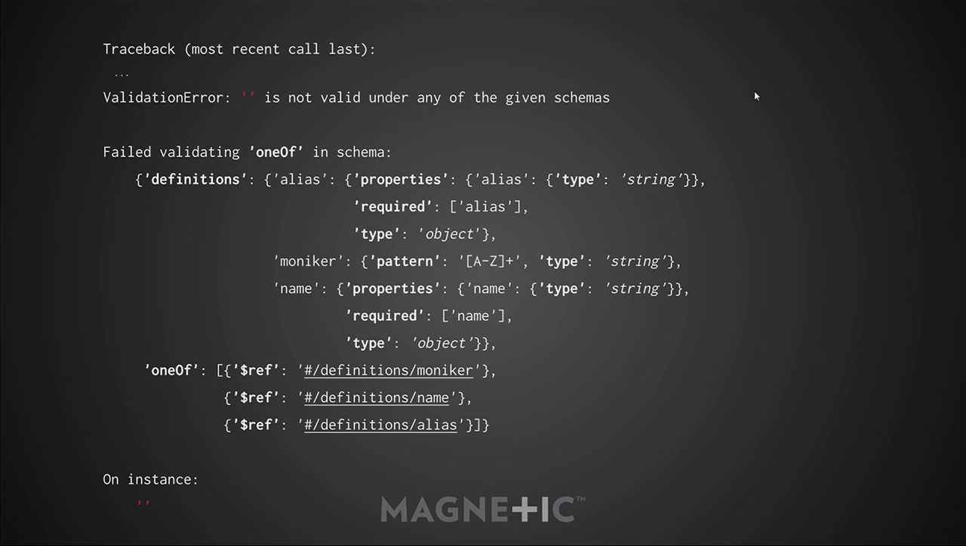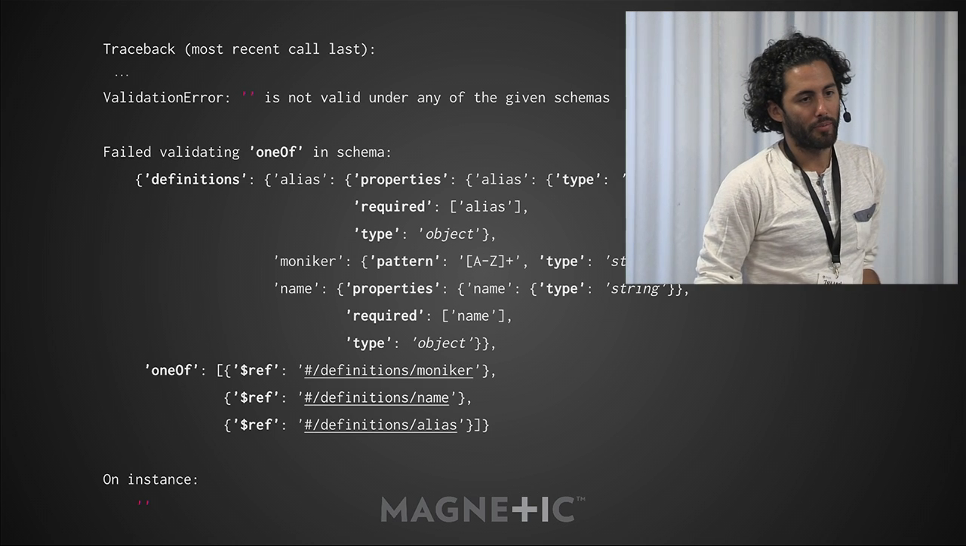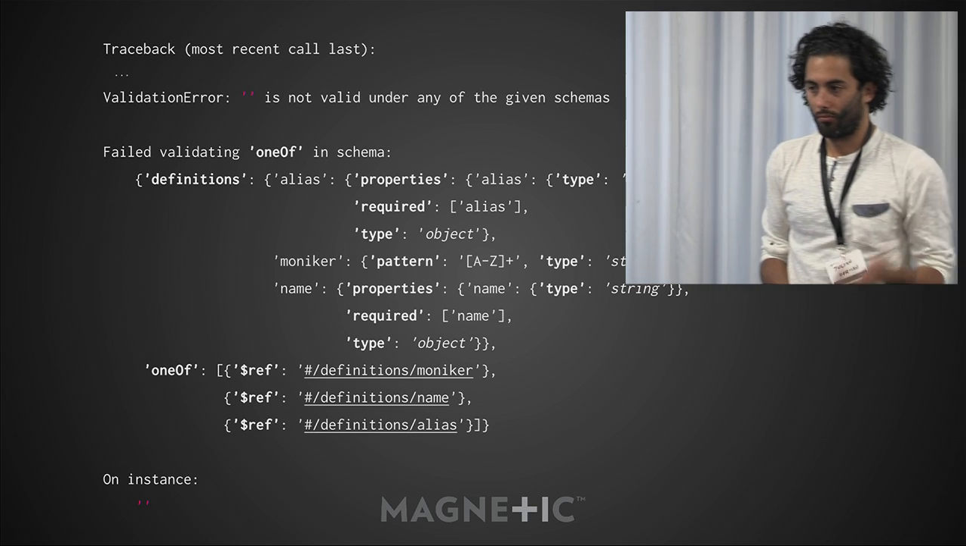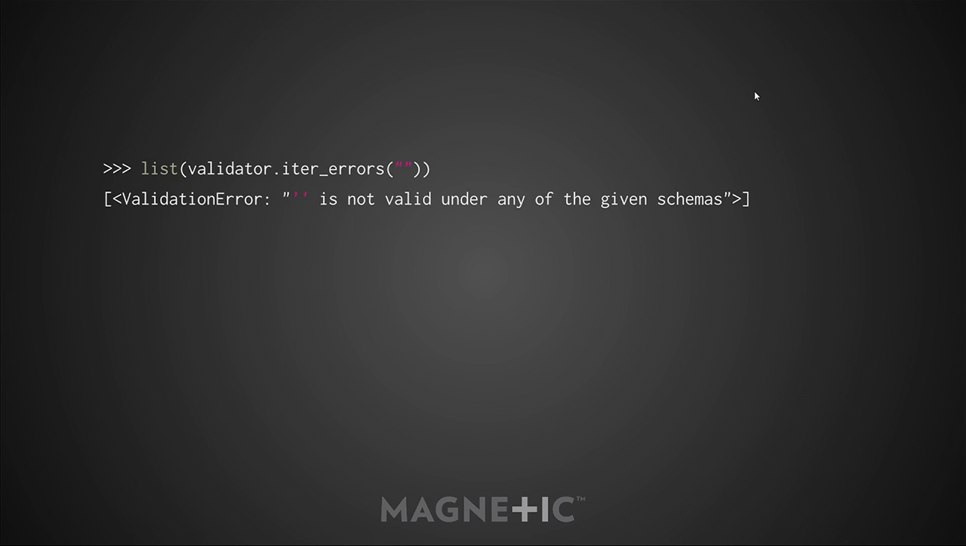It was validating the one-of, which is this schema, the entirety of this schema. And that was the instance. So all of this is true. Your empty string isn't valid against any of those three schemas. So nothing's lying to you. But it would be nice if we were able to actually get a bit more.